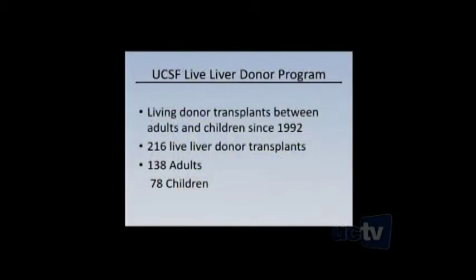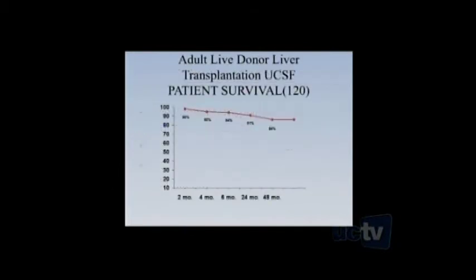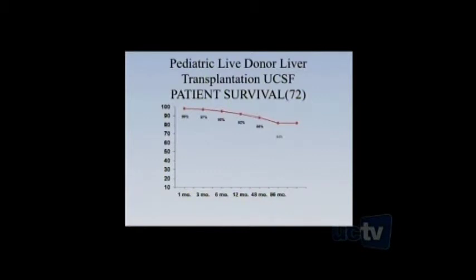Our own program has done more than 216 live liver donors, mostly to adults, but a good number of children as well. And this is the outcome for the first 120 adult patients, and you can see at more than 4 years, really great outcome in the recipients. This is recipient outcome. And this is the pediatric outcome. Our pediatric program is older than the adult program, with about 82% 8-year survival.